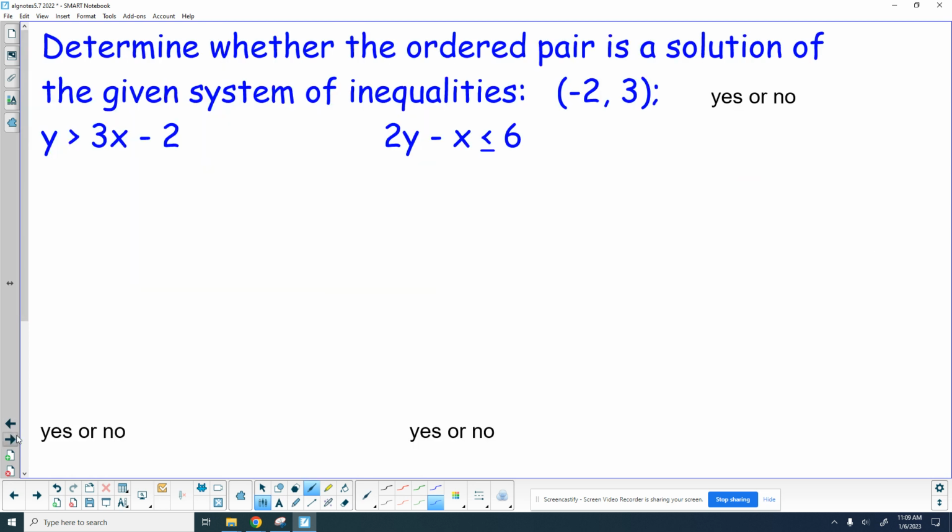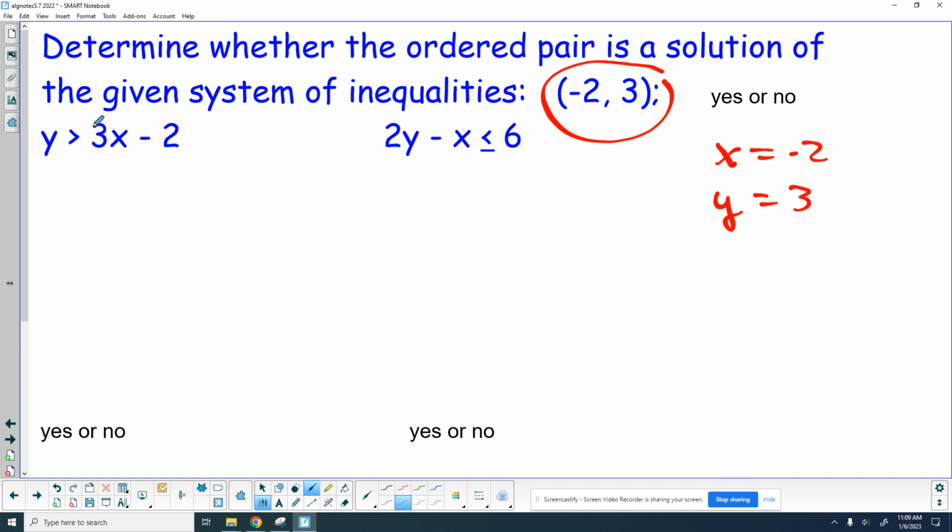All right. Okay, determine whether the ordered pair is a solution of the given system. What it's asking is if we graphed these two lines on the same graph, would this point right here be in the double shading? Yes or no? And I can tell because if I plug them in and they both give me true statements, then yes, it would be. If either one of them is false, then it isn't. So let's see, x is going to be -2 and y is going to be 3.